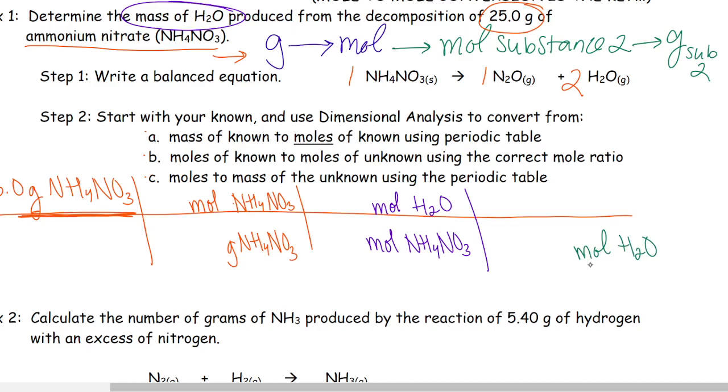And then once you have moles of H2O, so again, every time I take grams, that same unit goes down. This is moles of NH4NO3, that goes down. Moles of H2O, that goes down. We do that every time so that it ends up canceling out. Moles of H2O can go to what? Grams H2O, using the molar mass every time.